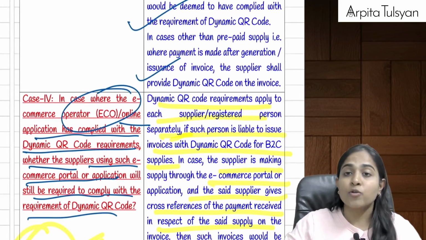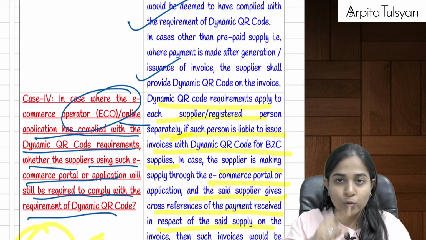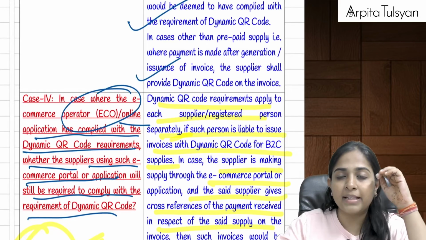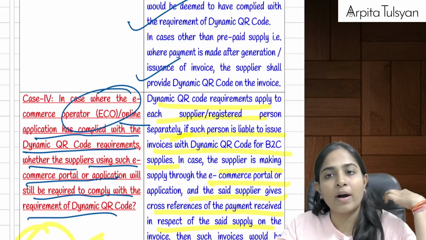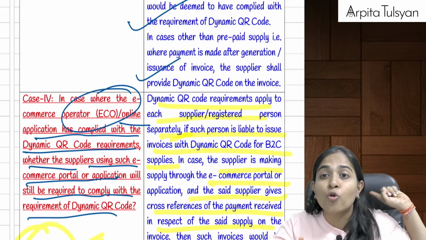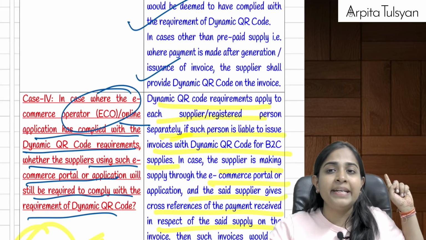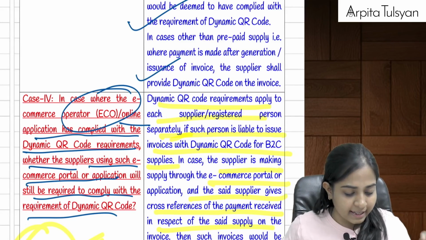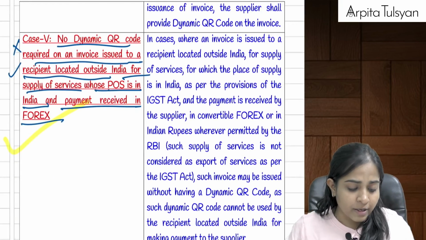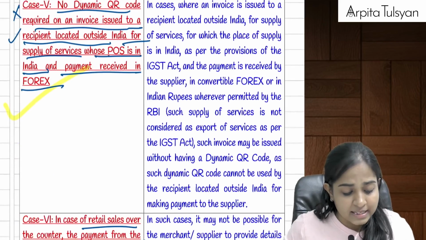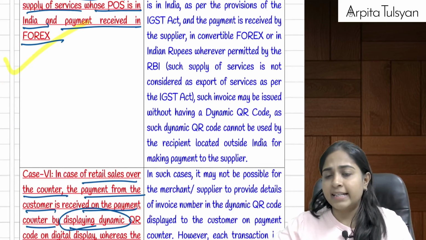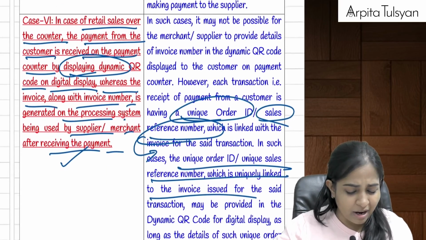Okay, if later the invoice is generated, and you had done the payment by scanning the dynamic QR code, then it is not required to show the dynamic QR code on the invoice. But if they did not show you the dynamic QR code, then it is required to be printed on the invoice. So either they show you earlier and you pay the amount, then dynamic QR code is not required on the invoice. But if they have not at all shown you the dynamic QR code, and you have made the payment by any other mode, then dynamic QR code should be present on the invoice. Similarly, when the payment is received in foreign currency, then in that case, dynamic QR code requirement is not there.